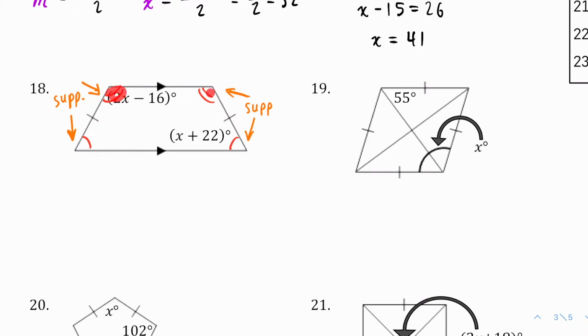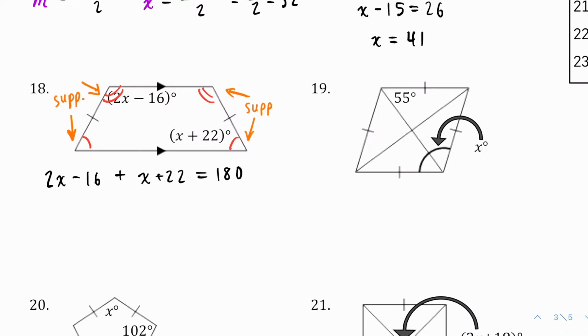Well, if these two angles are congruent, and this one is supplementary to this one, then this one is also supplementary to that one. So that's all to say 2x minus 16 plus x plus 22 equals 180.